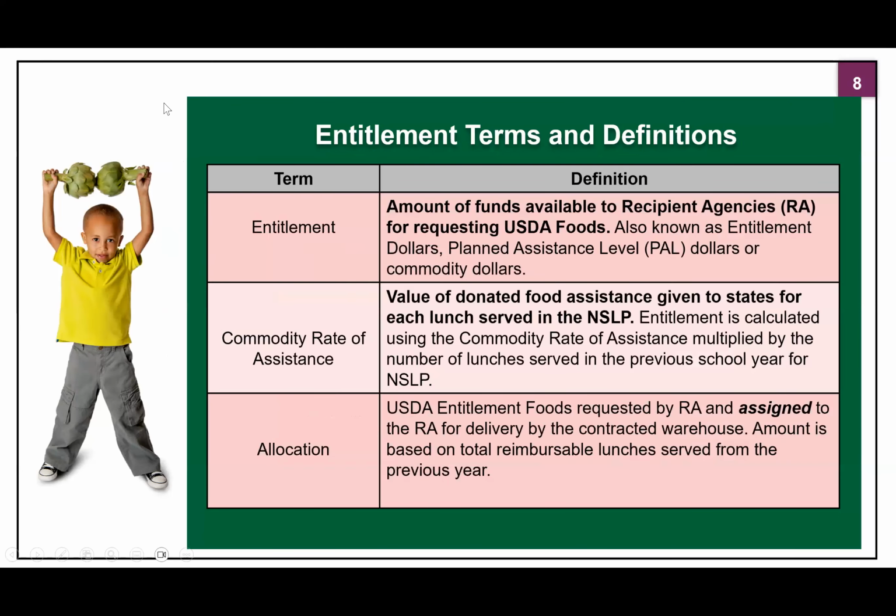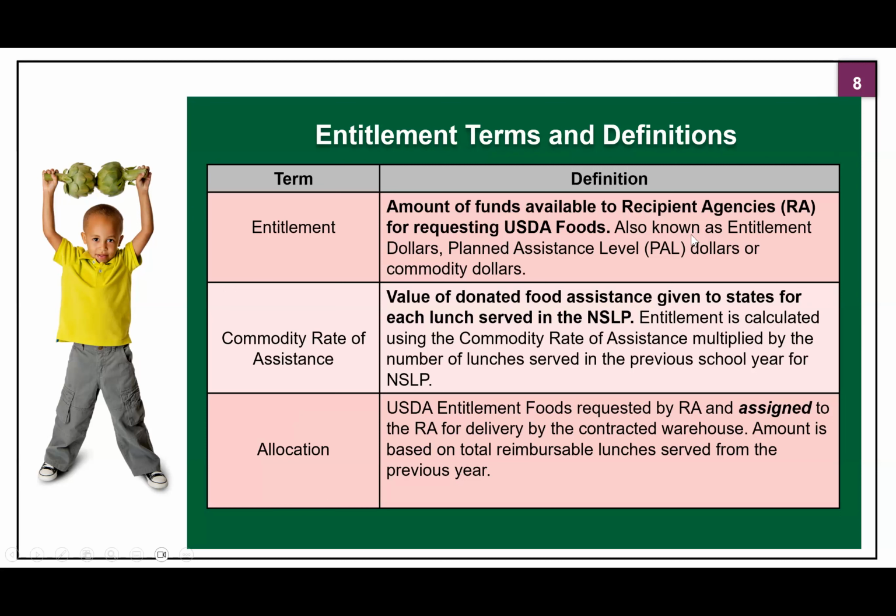All right, so with this new system, there are some terms and definitions that you all will need to make sure that you're familiar with. So the first one, entitlement, which a lot of you are already familiar with: the amount of funds available to the recipient agencies for requesting USDA foods. So recipient agencies, you all are known by TDA as CEs. You've heard that term CEs, contracting entities. Well, under WBSCM, which is a USDA program, you will be known as recipient agencies, so RA. That's a term that you'll need to make sure that you're familiar with.